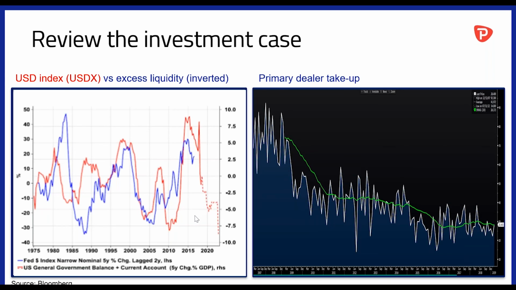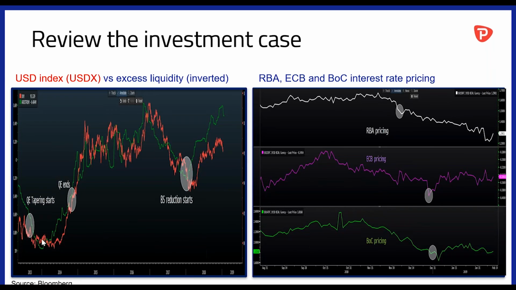If I have a look at what we think is going to happen with the balance sheet in the Fed, and this is again another chart that I've been pulling out quite a lot recently, you can see here the US dollar index, which is the red one there, and excess liquidity. Now, excess liquidity is derived from the Fed's balance sheet. If the Fed's balance sheet is falling, the amount of excess liquidity in markets is falling as well. Now, I've actually inverted this, so you can see this green line is going up, but in reality it's going down. So you can see the excess liquidity is falling.